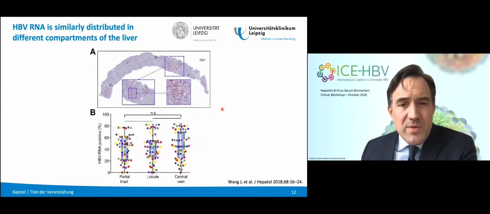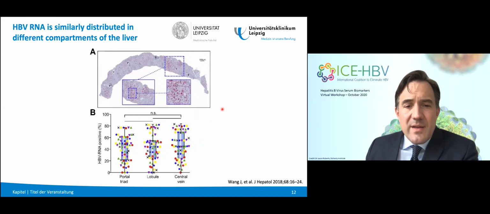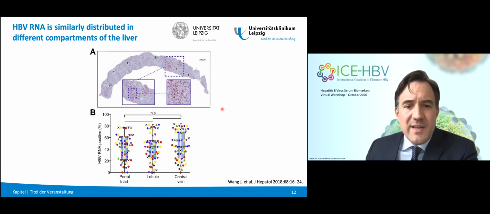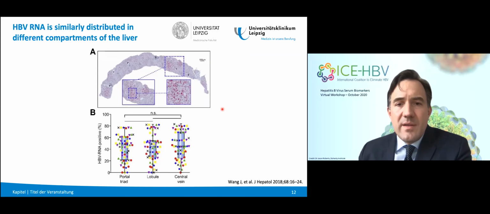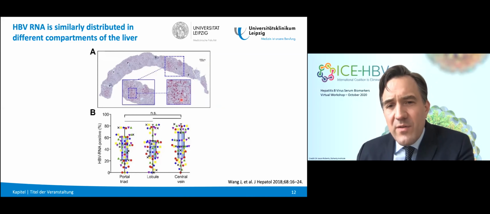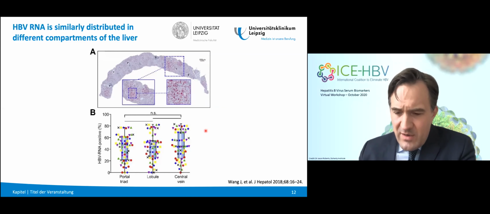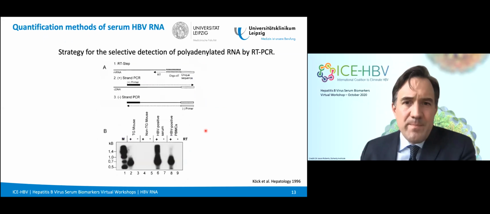And they are distributed equally in the liver across the different functional units of the liver. So in the lobule, in the central vein, in the portal vein. Here in this study, around 50% of hepatocytes were positive for HBV RNA, and so they can be found in all compartments of the liver.